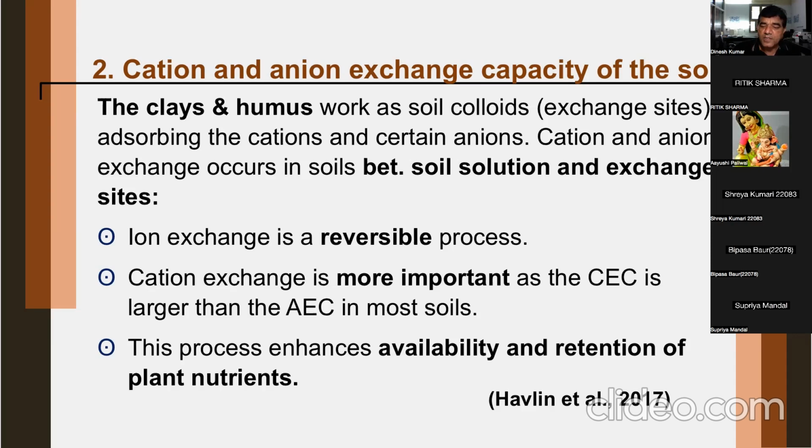This process enhances availability and retention of plant nutrients. Because the higher the cation exchange capacity, the higher the retention of nutrients or ions. If the cation exchange capacity is low, then leaching of cations can also occur. As I was referring yesterday, ammonium leaching can occur, and potassium leaching can also occur.